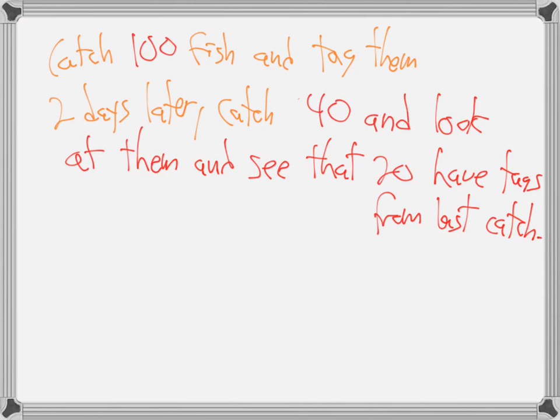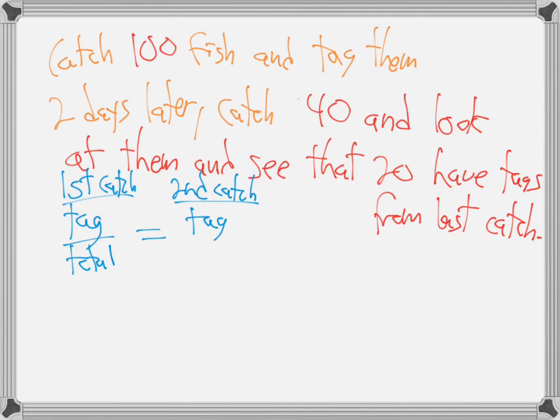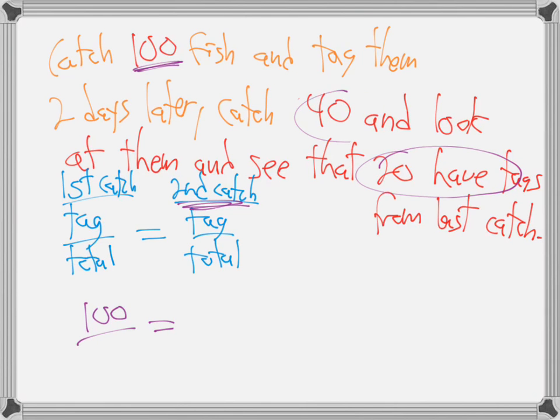So, what formula would we use then? You do your first catch, tag over total, equals, and then your second catch, a few days later, is tag over total. Your two equal fractions would be tag over total equals tag over total. What do I mean, tag over total? Well, in my first catch, I caught 100 and tagged them. So there's 100 tagged fish. In my second catch, 20 had tags, 40 total. 20 tagged out of 40 total in my second catch.